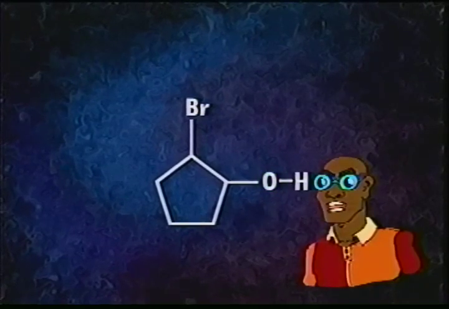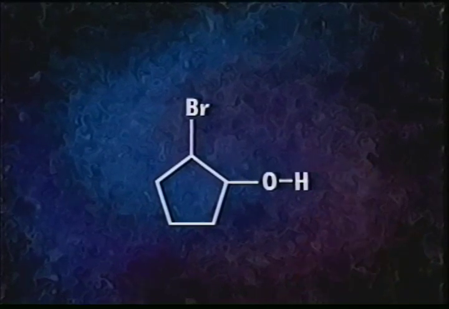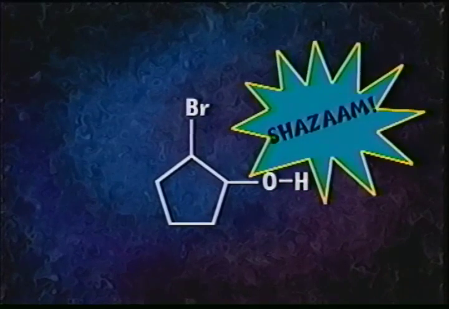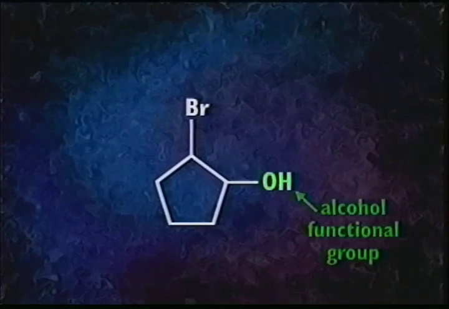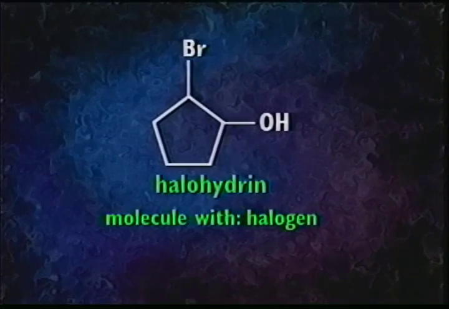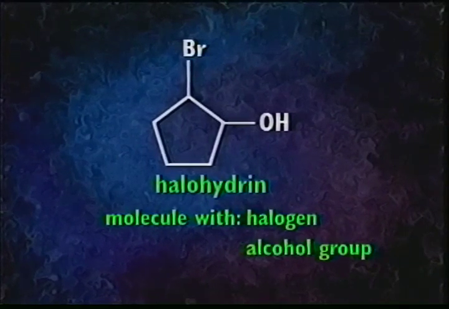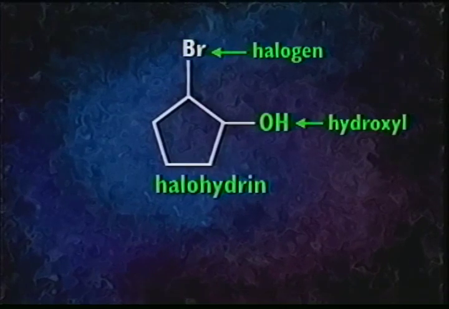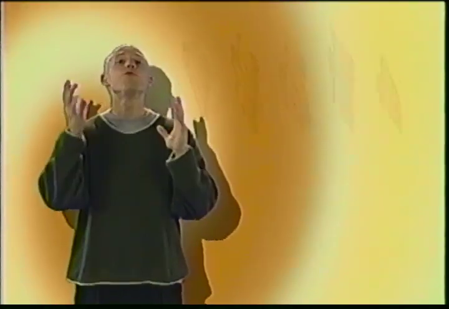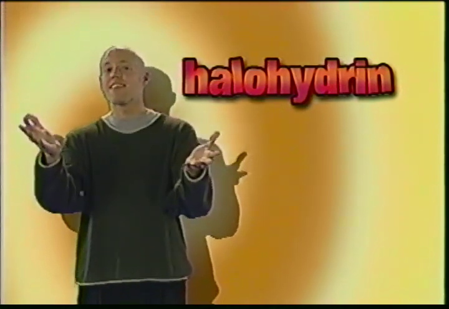If we look at the product of the reaction now, we see the only thing remaining of the initial water molecule is 1 oxygen and 1 hydrogen. And shazam! An oxygen and a hydrogen, OH, make up the alcohol functional group. We said that a halohydrin is a molecule with a halogen and an alcohol group, and we've got a halogen over here and a hydroxyl over here. Can you believe it? We formed a halohydrin just like that.